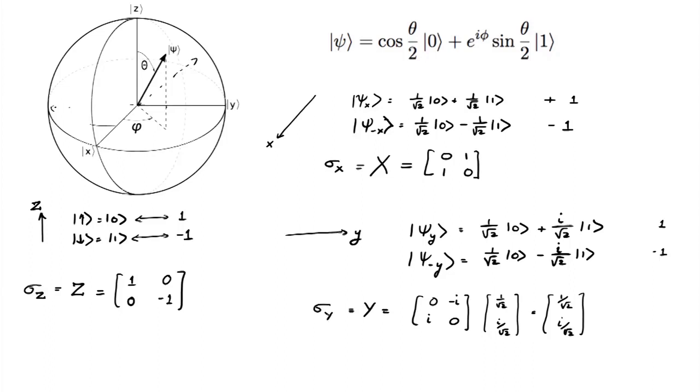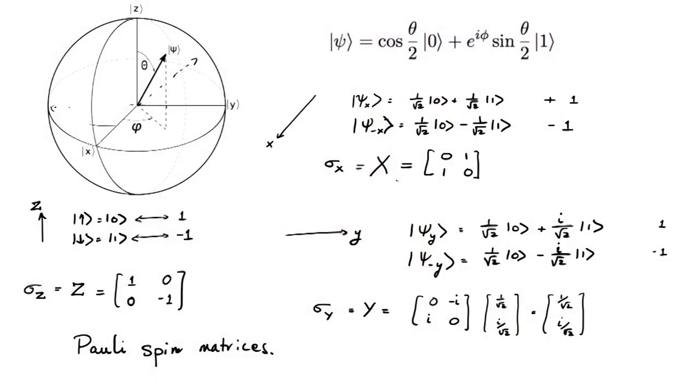Okay, so these three matrices X, Y, and Z, or sigma x, sigma y, and sigma z, are called the Pauli spin matrices. These are very, very important matrices because they give you the components of the spin in the x, y, and z direction. Okay, and that's a very important thing to understand.